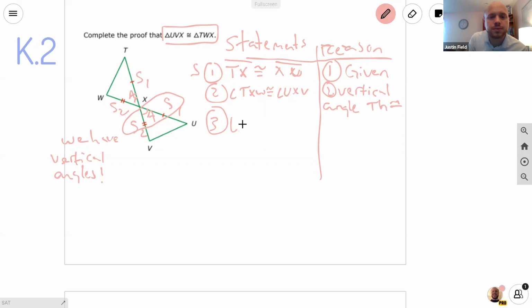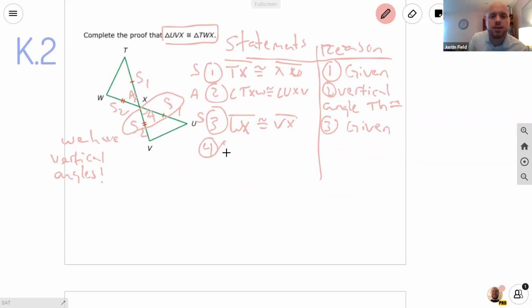All right, my third statement is going to be the second side pair. WX is congruent to VX. That was also given. And now I have a side statement, an angle statement, and a side statement.